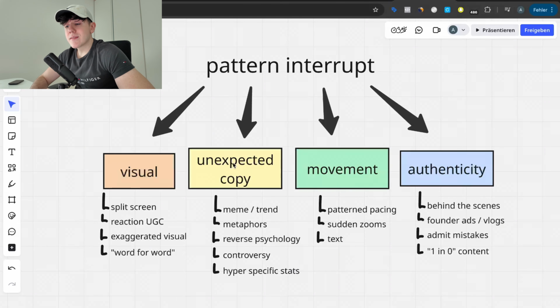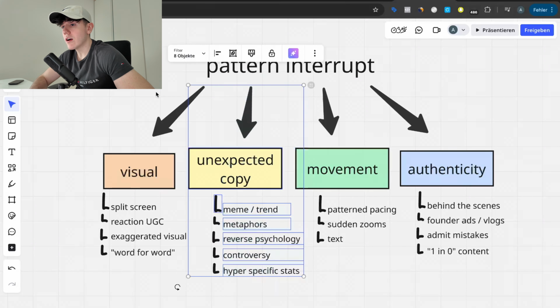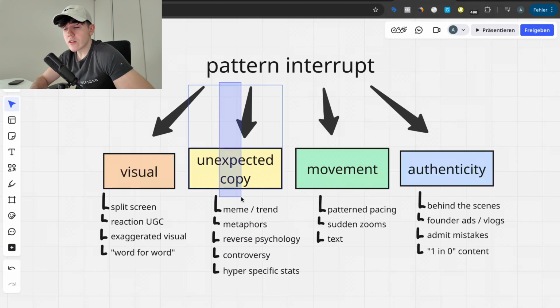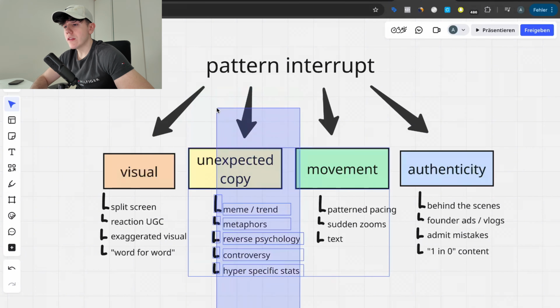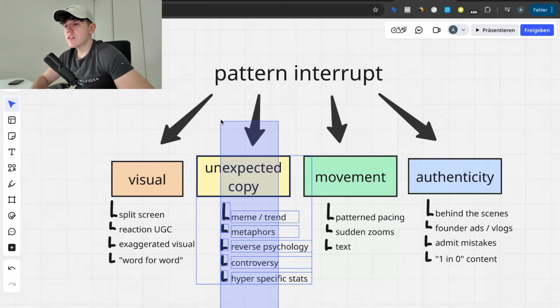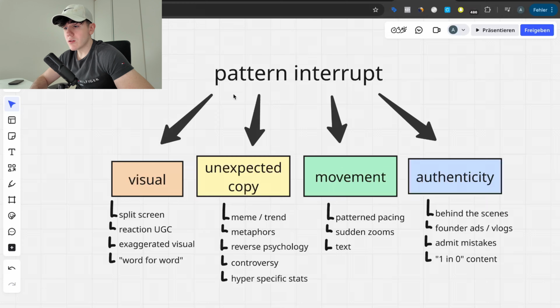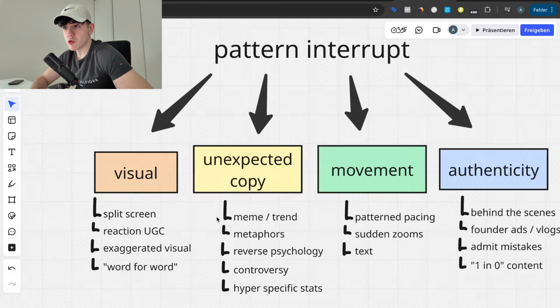Second thing is unexpected copy. Now we're getting really deep into the copywriting process of everything, and there's a couple different things that work super well, super powerful, that you implement into your copy to basically once again increase the retention of people watching your ads and therefore make more money. Okay. First thing is a meme or some type of trend.